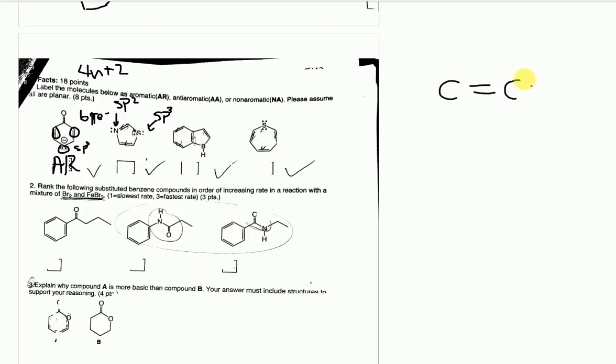If it was, this would be sp2, right? This is what a normal double bond is. Double bonds are always sp2. So I have 1 group, 2 groups, 3 groups. So that's sp2. All right, just a quick review for those of you who don't know. I just want to cover everything.